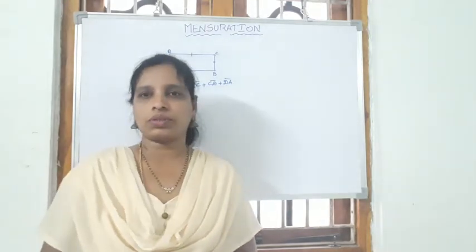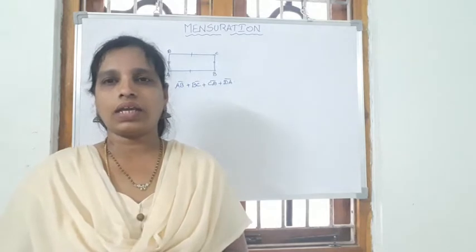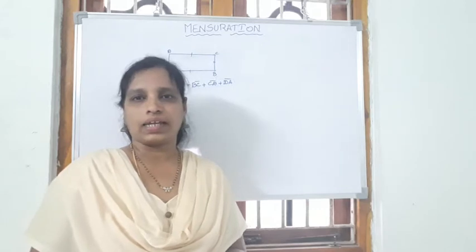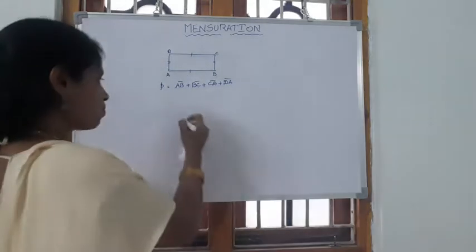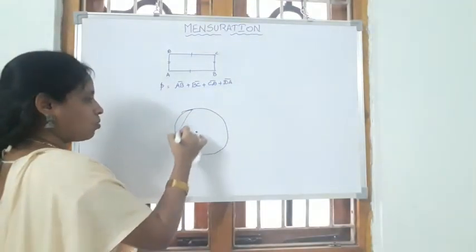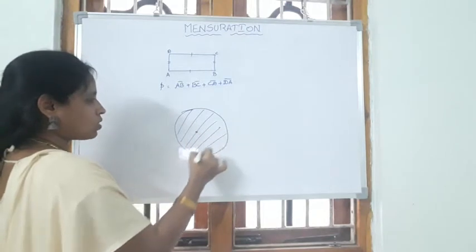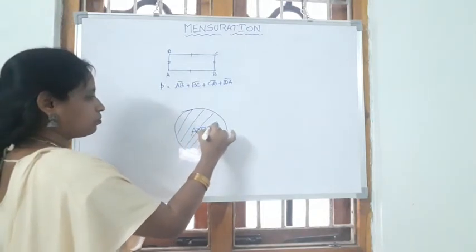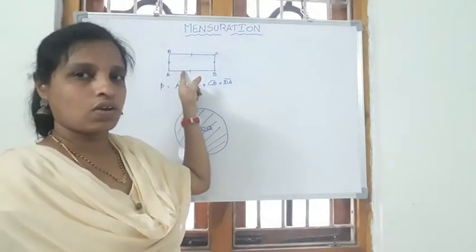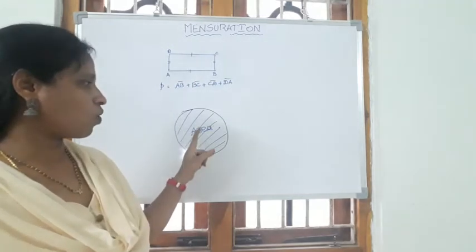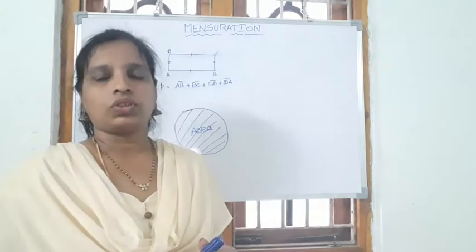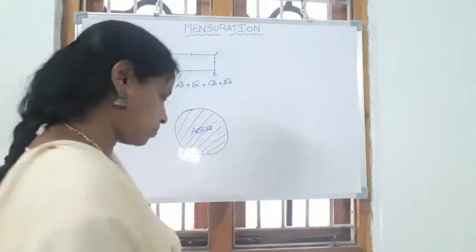Next we discuss area. Area means the region enclosed by a body is called its area. For example, I take one circular region. The region enclosed by a body is called its area. The sum of all the sides along its boundaries is called its perimeter. The region enclosed by a body is called its area. Now let us discuss some geometrical figures, their areas and perimeters.